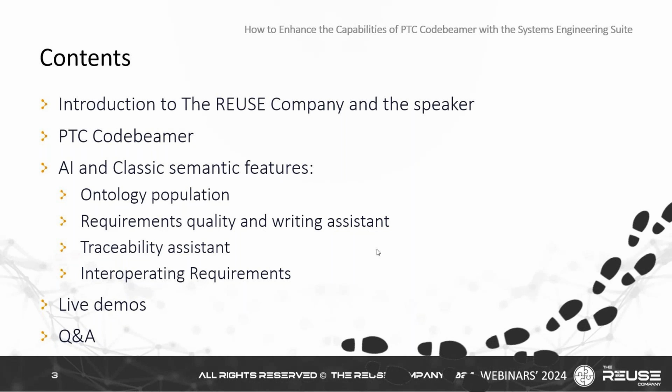I will start with a brief introduction of the reuse company and myself. Then I will describe briefly PTC Codebeamer, like the host tool, plus the Engineering Studio, which is the tool we have connected to this Codebeamer. And then I will speak about some scenarios that this integration makes possible, especially by means of the application of artificial intelligence algorithms plus classic semantics. And then I will show four main scenarios, first with a couple of slides each, and then with live or video recorded demos about all of them.